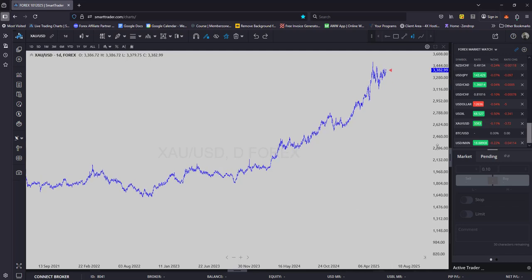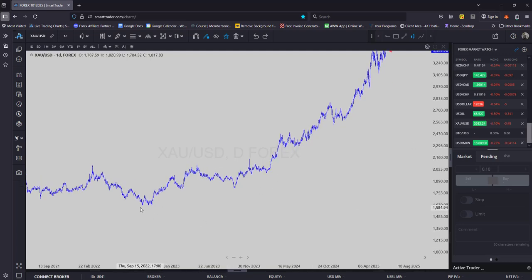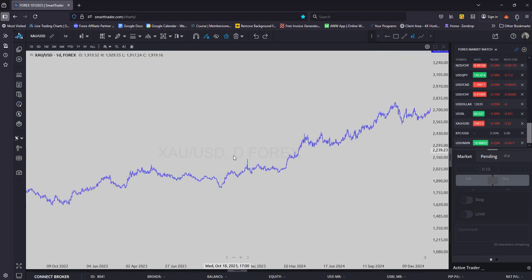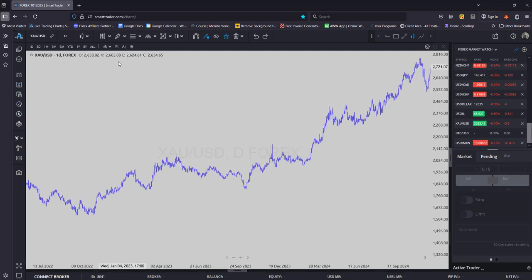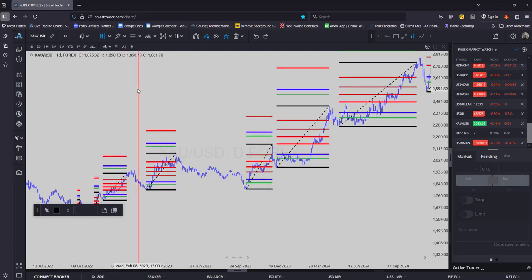This is gold. This is the daily chart. We're going all the way back to, this is what, September 2022 for the low of this trend. Now, one of the features Smart Trader has is smart fibs. Once I start at the low point, it plots everything for me. So again, it's kind of like a cheat code.